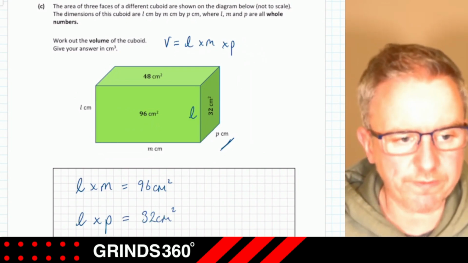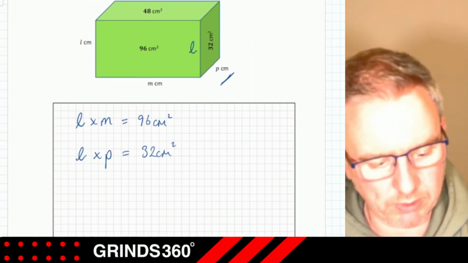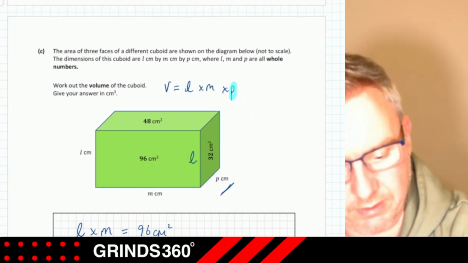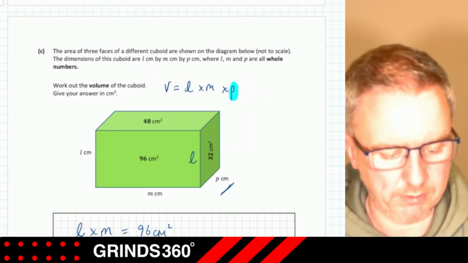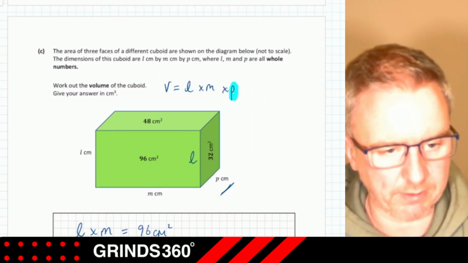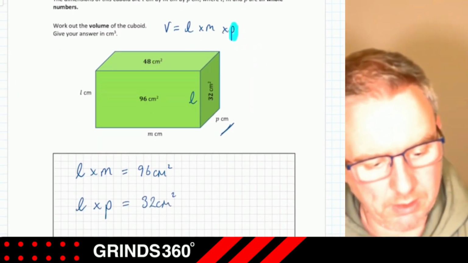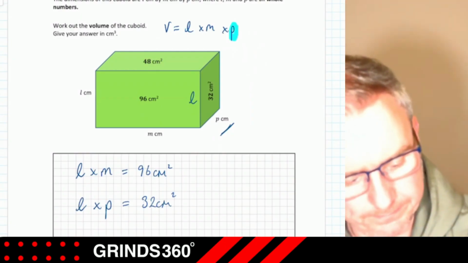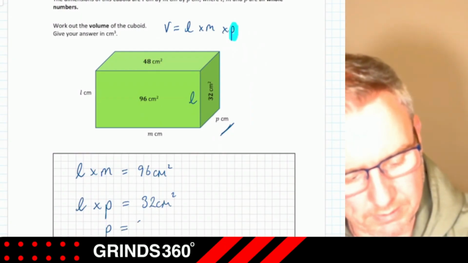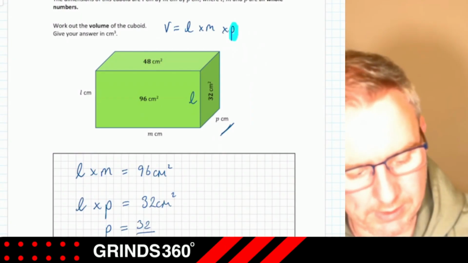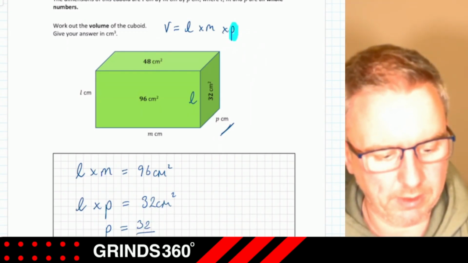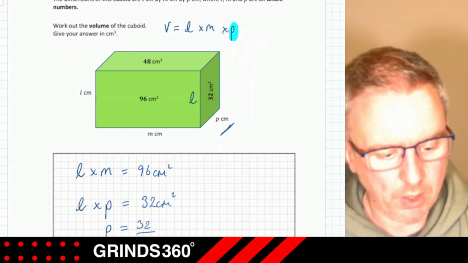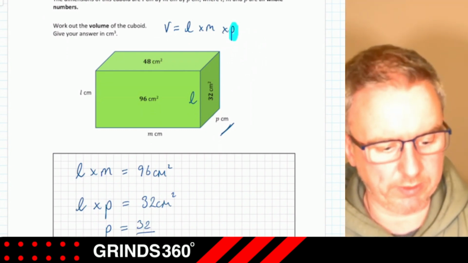So what you could have done then is you could have come along and said, well, look, I need to find out from my formula, I need to get a value for P. So how am I going to get that? So I could have said, well, look, P is equal to 32 over L. And then where was I going to go with that? So I have 32 over L. What could I do to try and work out the rest of that?